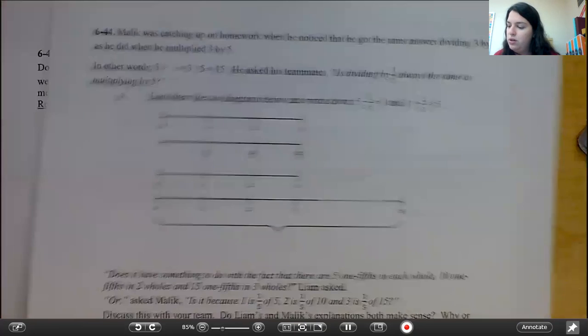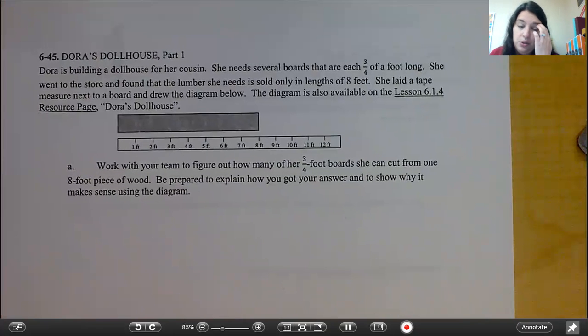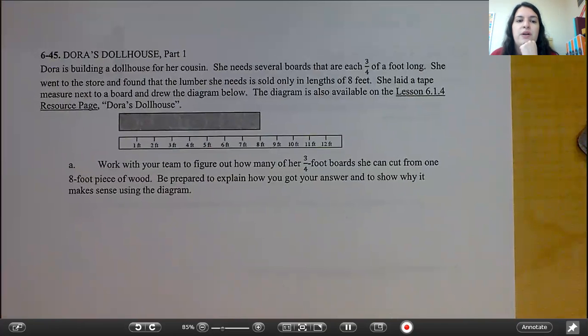So we're going to flip over to question 645. Dora's Dollhouse Part 1. Dora is building a dollhouse for her cousin. She needs several boards that are each 3/4 of a foot long. She went to the store and found that the lumber she needs is only sold in lengths of 8 feet. She laid a tape measure next to the board and drew the diagram below. The diagram is also available on the Lesson 614 resource page, Dora's Dollhouse.